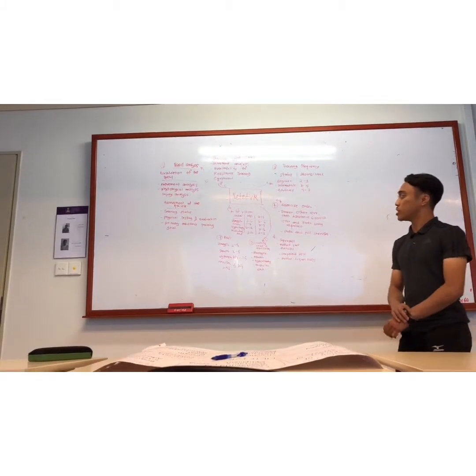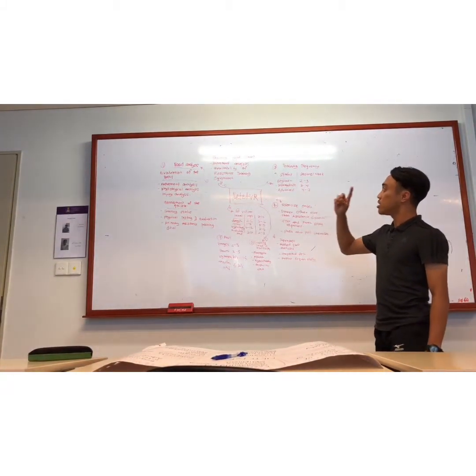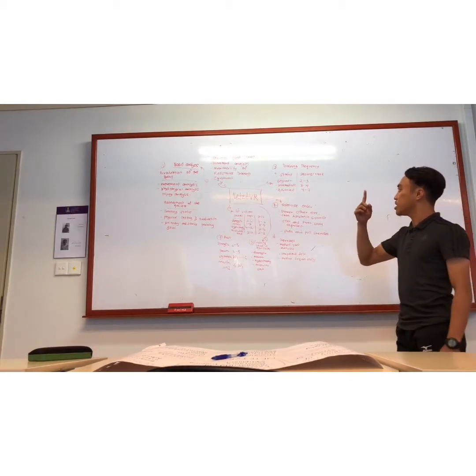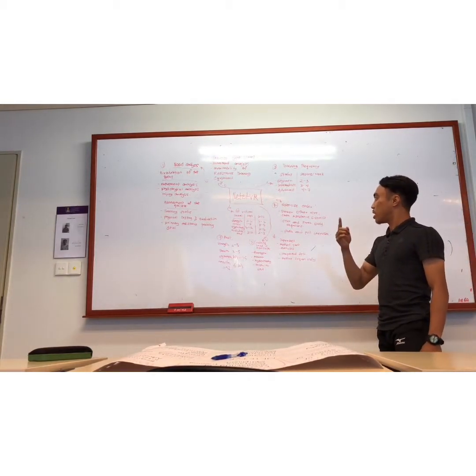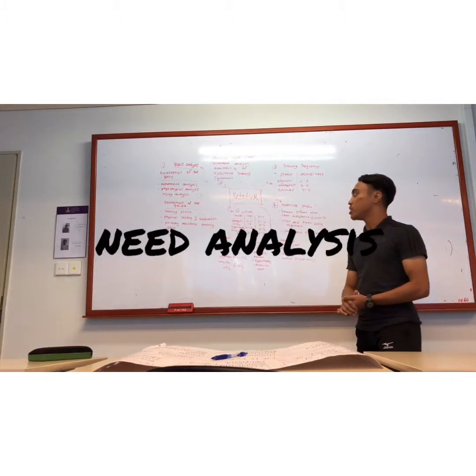Today I will explain to you about the network VR. Okay, the network VR has 5. First is need analysis, exercise selection, training frequency, exercise order, training load, repetition, volume and rest. Okay, for the first is need analysis.